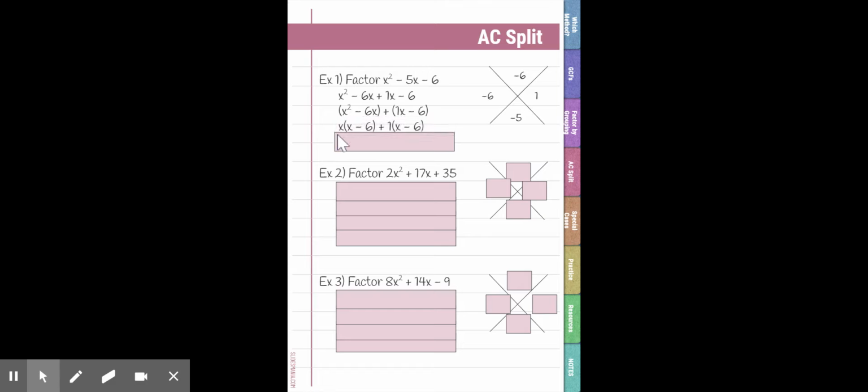So if I take an x out of the first group, I'm left with x minus 6. If I take a 1 out of the second group, I'm also left with x minus 6. And notice my x minus 6's match, so I'm going to pull that out front, and then my x plus 1 goes in my last set of parentheses.